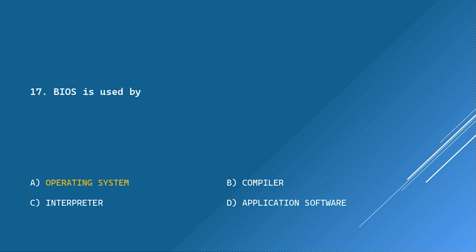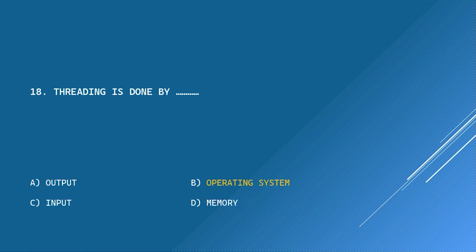17. BIOS is used by? A. Operating system. B. Compiler. C. Interpreter. D. Application software. Correct answer is operating system. 18. Threading is done by? A. Output. B. Operating system. C. Input. D. Memory. Correct answer is operating system.